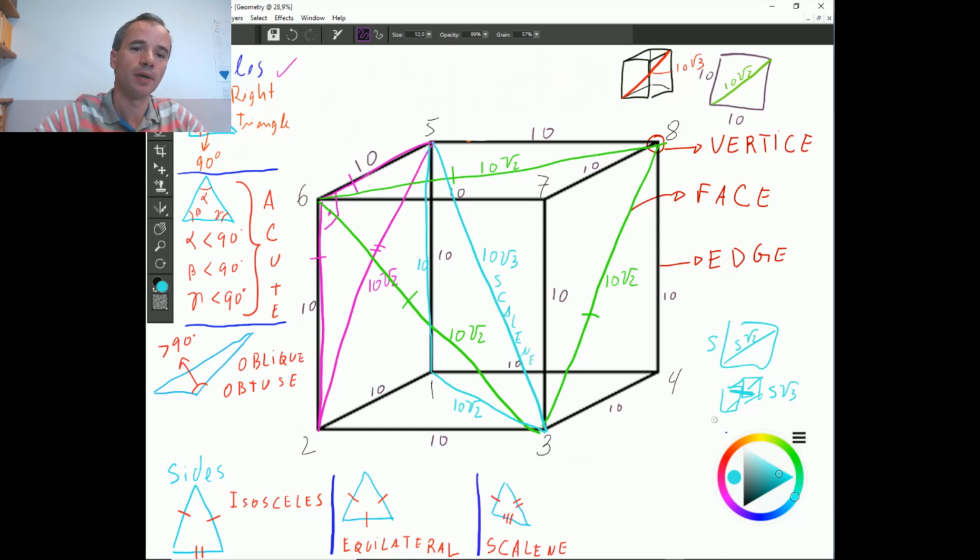What about this one, the purple one? Which one is this one? Two sides being the same. Isosceles, right? This is going to be the isosceles. Don't forget this s. And what about the green one? The green one is going to be the equilateral, right?